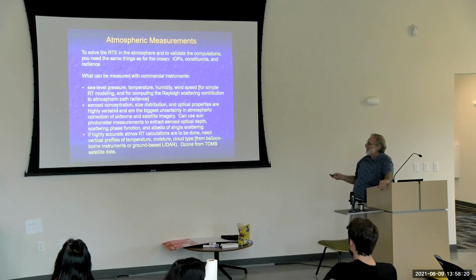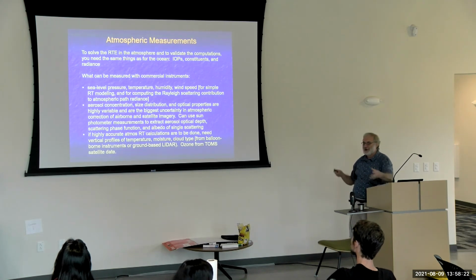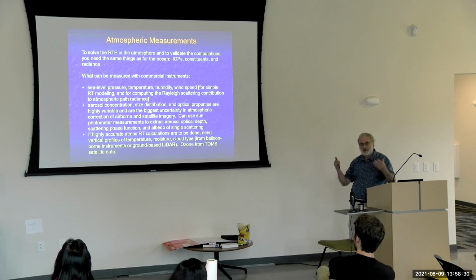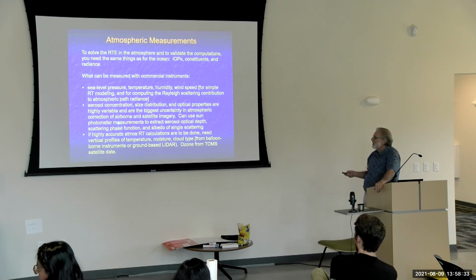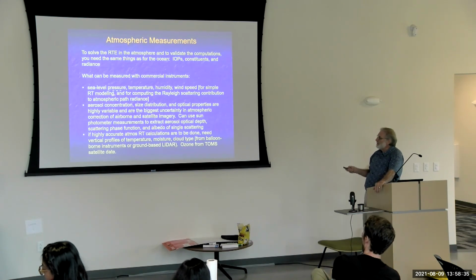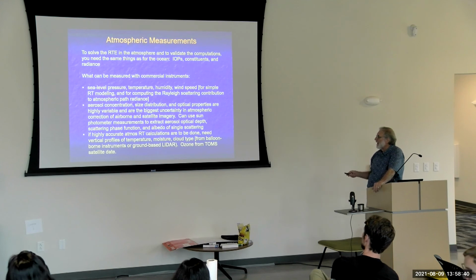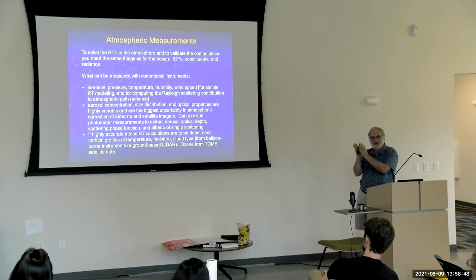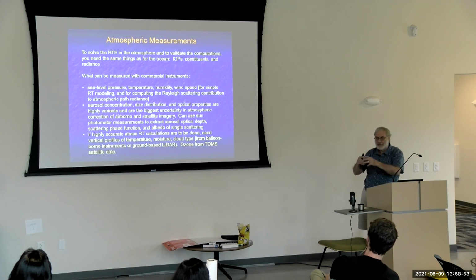And then likewise for the atmospheric measurements, just like with Hydrolite, you need to know in-water IOPs. For ModTran or something similar, you need to know all the atmospheric information, which includes sea level pressure, temperature, humidity, wind speed, on and on and on, aerosol concentrations, and so on. And there are instruments, sun photometers, for example, that you can get at least aerosol optical depth and maybe some information about the particle size distribution of the aerosols. And then you can play with that and run your atmospheric code.